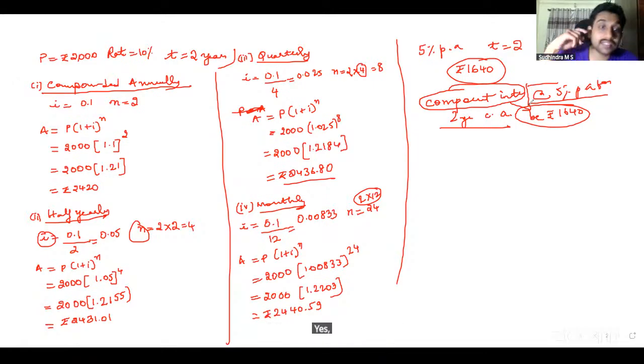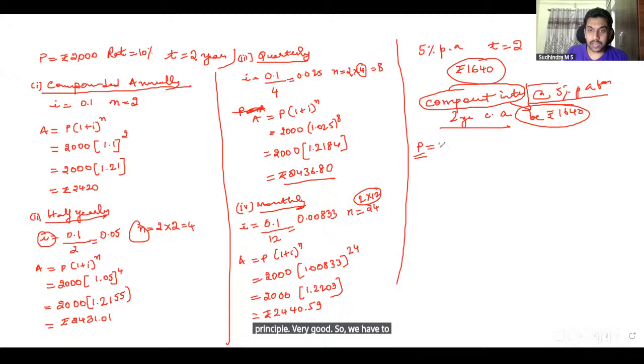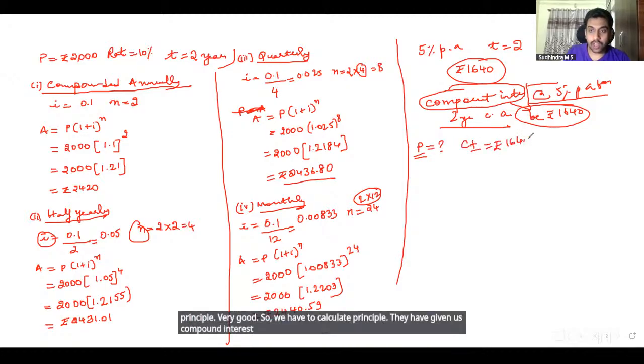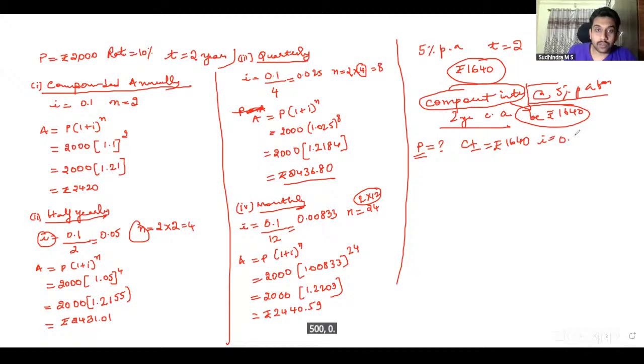Yes, sir. Now, what should we find out? They are talking about on what sum. So, what is that sum? Principal. Very good. So, we have to calculate principal. They have given us compound interest as 1640. What is I here? 5/100, 0.05. And what is N? 2, because compounded annually.